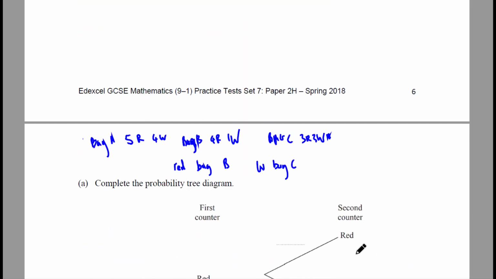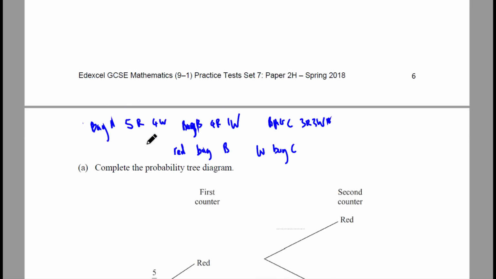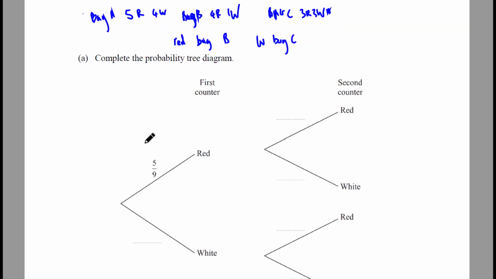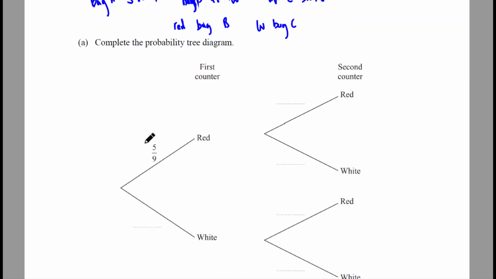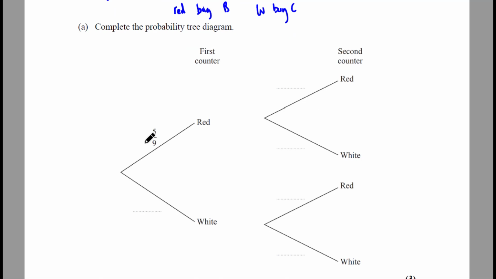So this will be a probability tree type question. I've just pre-written the notes here. Even easier, they've got the tree for you, but you should be able to do that. So 5 out of 9. Each pair of branches must always add up to 1, so that has to be 4 out of 9, even if it was not in the question.